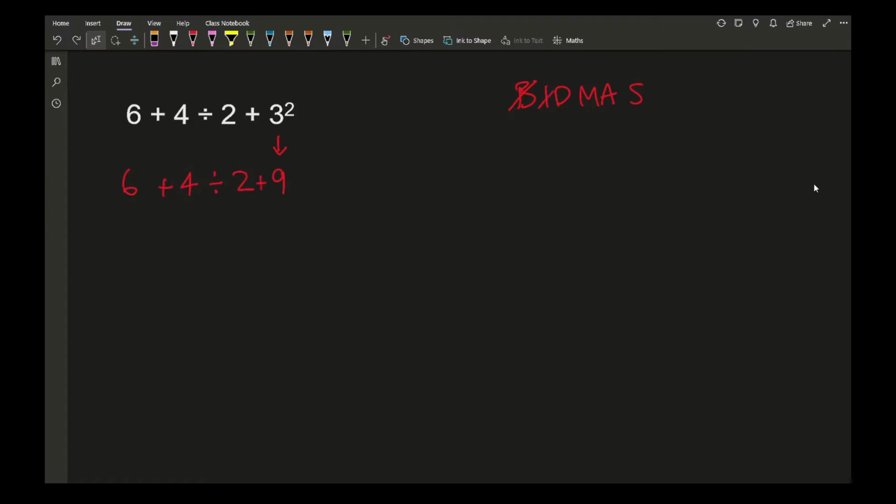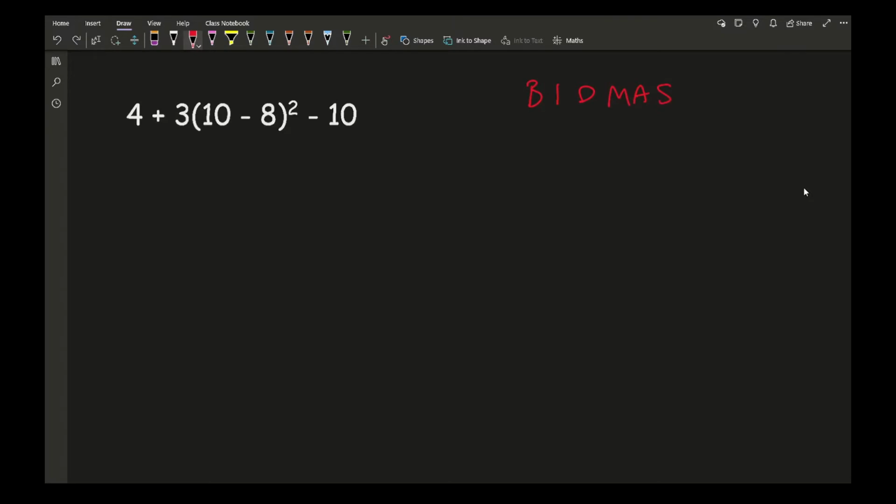Have I got any division? Yes. So I look at the two numbers being divided. So here I've got 4 divided by 2, which is 2. And then I've got nothing but adding left. So I do 6 plus 2, which is 8, plus 9, which is 17. And there is my final answer. And then looking at this next example, so again, I've got BIDMAS.